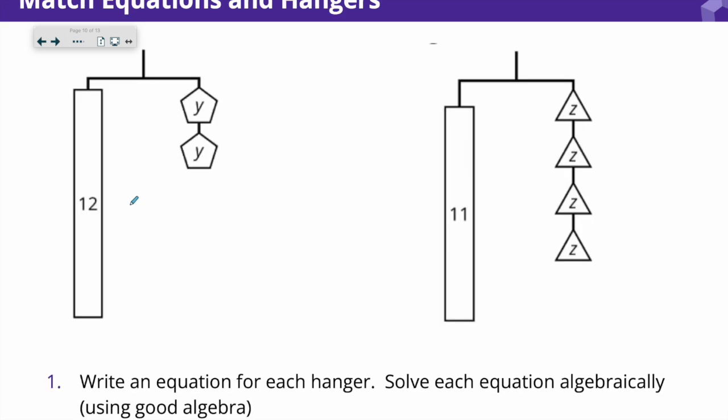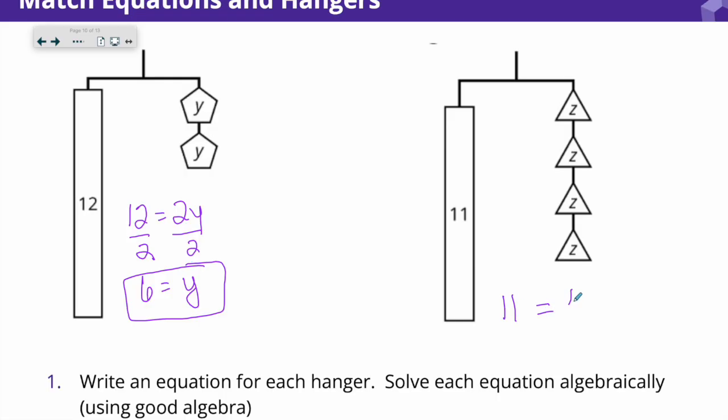Our equation here is 12 equals 2y. So we divide by the coefficient. There are 2 y's, so I divide both sides by 2, and we get 6 equals y for our solution. The one on the right, we have an 11 on the left, and we have 4z on the right. So I need to divide the 11 into 4 equal pieces, but I have to divide both sides by 4. I'm dividing by that coefficient, and we end up with z is equal to 2 3/4.